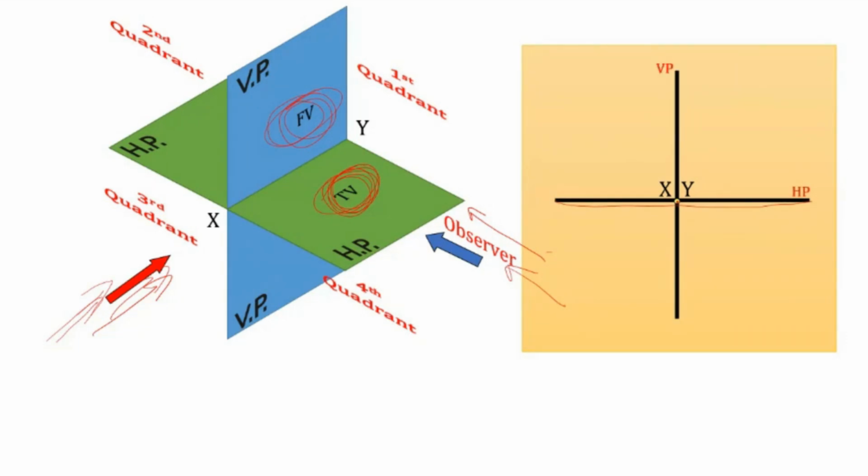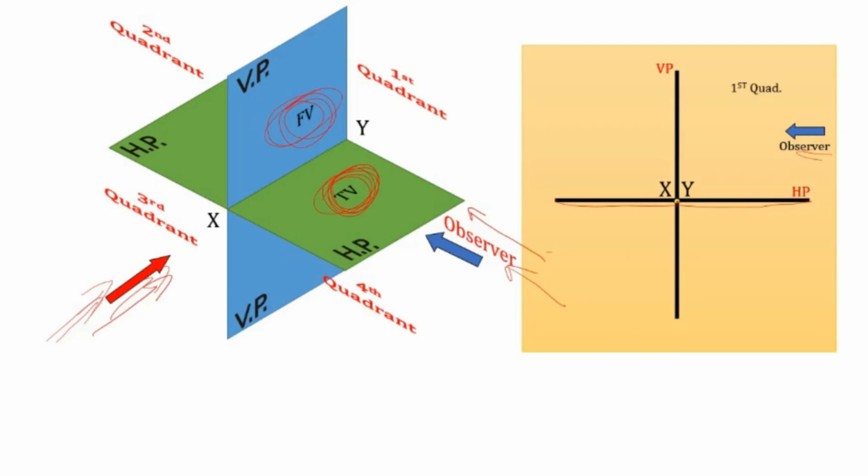Now this is the VP and this is the HP. Now you can denote the observer. The observer is looking in this direction. So observer is standing here and looking in this direction.